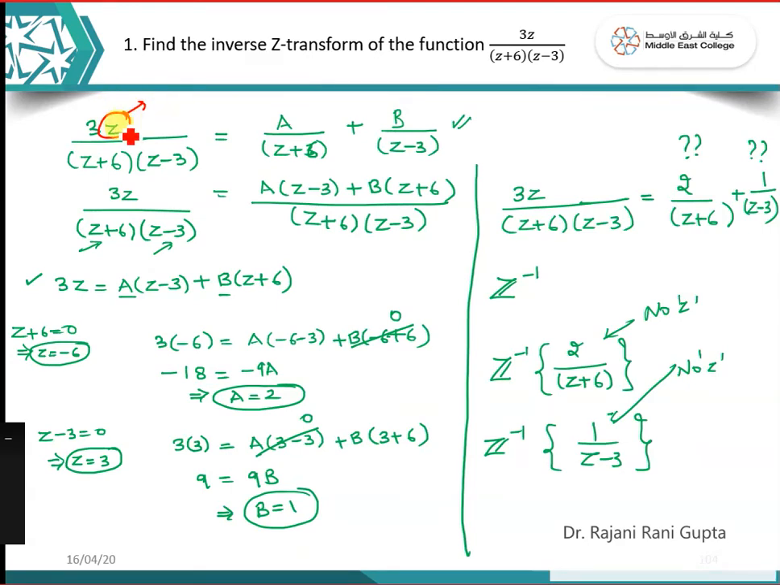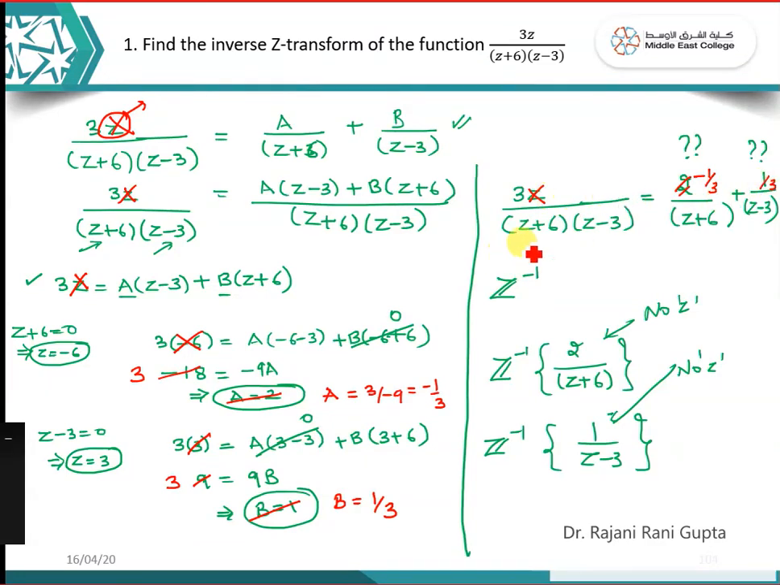We do the partial fraction for everything except z. We will not use this z. So we get different values of A and B. Okay, so it will be 3, and you will get A as 3 over minus 9, that is minus 1 over 3, and for B we will have 3 over 9, so we get the value of B as 1 over 3. So now we can write 3 over (z plus 6)(z minus 3) as minus 1 over 3 times 1 over z plus 6 plus 1 over 3 times 1 over z minus 3.